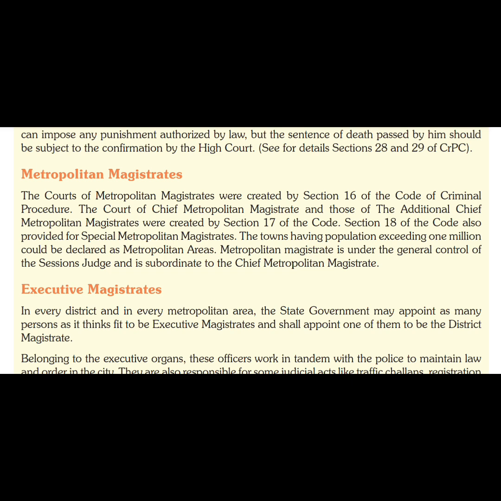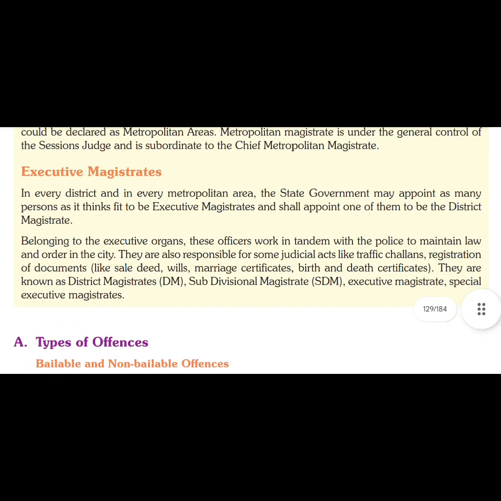And this is of a city, of a district. And what is the criteria of declaring an area as a metropolitan area? Population exceeding 1 million. Now what is the figure of 1 million that you have to find out in the Indian system? This is a British system of counting. Sections 16, 17 and 18 of the Criminal Procedure Code, please remember them. Executive magistrates: in every district and every metropolitan area, the state government may appoint as many persons as it thinks fit to be executive magistrates, and shall appoint one of them to be the district magistrate. Executive magistrate means one who looks after the executive matters, administrative matters.